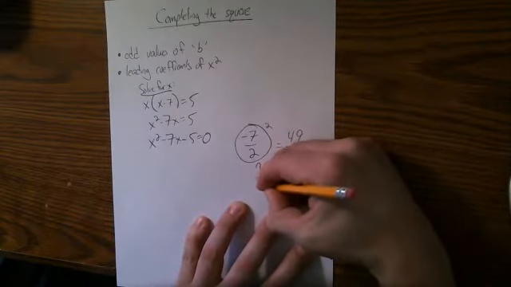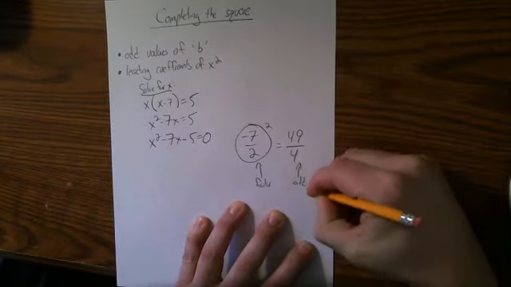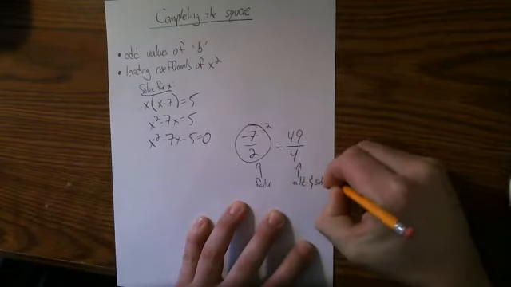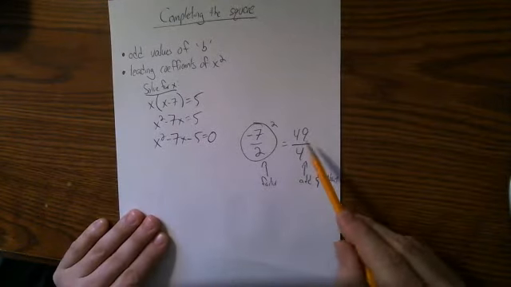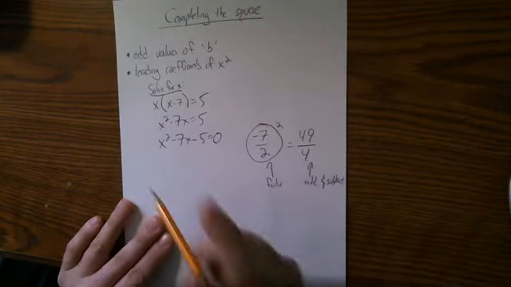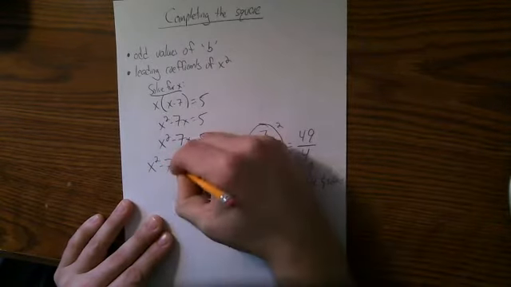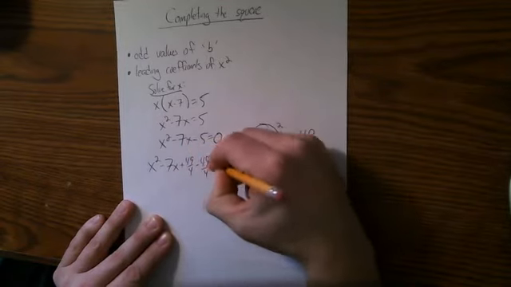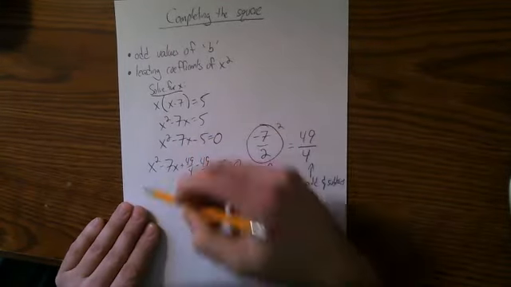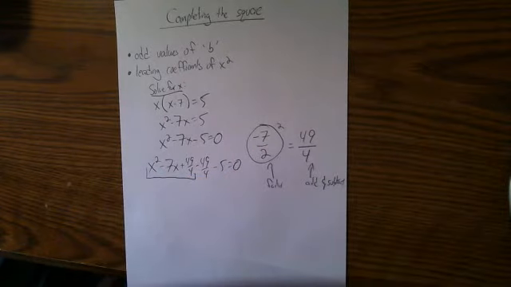So this is my factor, and this is my add and subtract. Again, your add and subtract comes directly after your x term. So we have x squared minus 7x plus 49 over 4 minus 49 over 4 minus 5 equals 0. So the first three terms are our factorable trinomial.